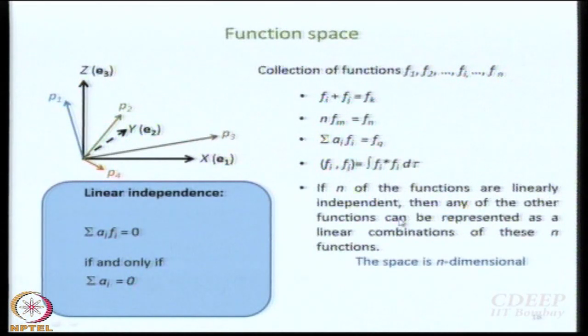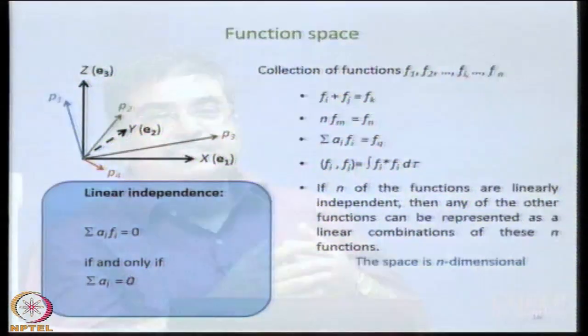So, you understand what I mean by linear independence? Let us go back to this definition now. If n of the functions are linearly independent, then any of the other functions can be represented as a linear combination of these n functions. Very easy to understand once again in terms of position vectors and base vectors. Any position vector, you always write it as xi e1 plus yi e2 plus zi e3, the components, right?